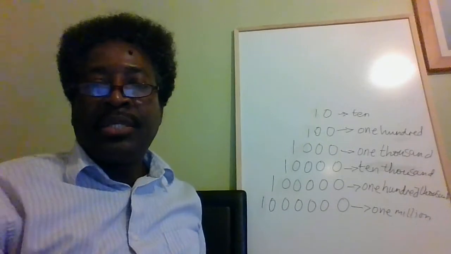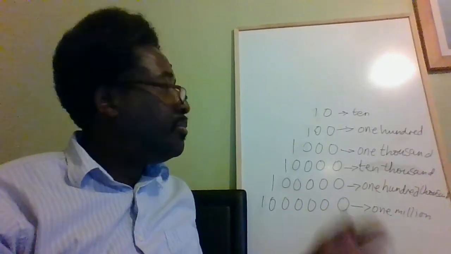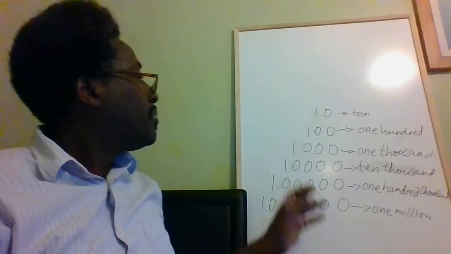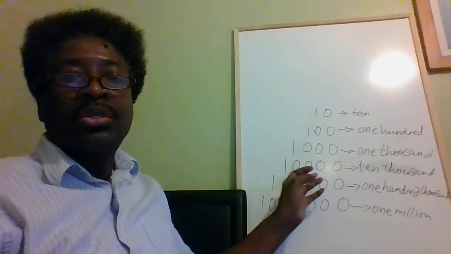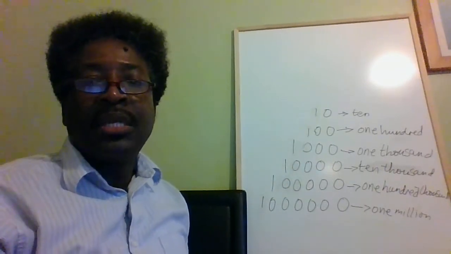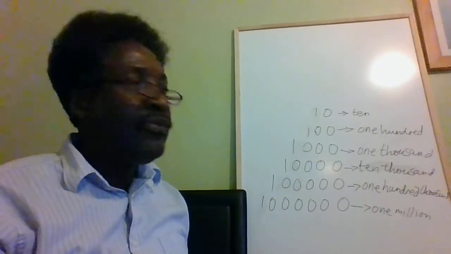So that's the basics we should know. The problem comes when these digits of 0 begin to change to other digits, and then we start getting confused.